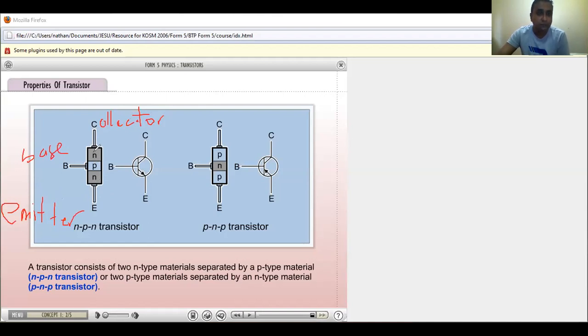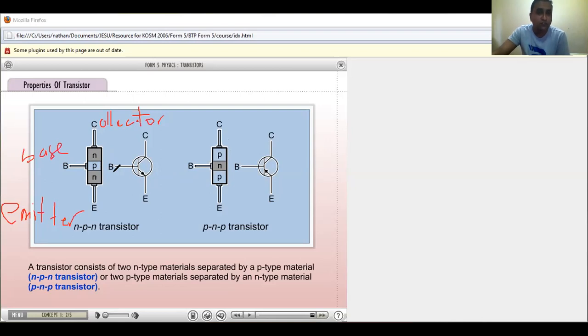In the case of NPN, emitter will supply electrons. In the case of PNP, emitter will supply positive holes. Now the function of base is to control the flow of charges from emitter to collector, whereas collector will receive the charges. So emitter will supply, collector will receive, base will control the flow of charges.